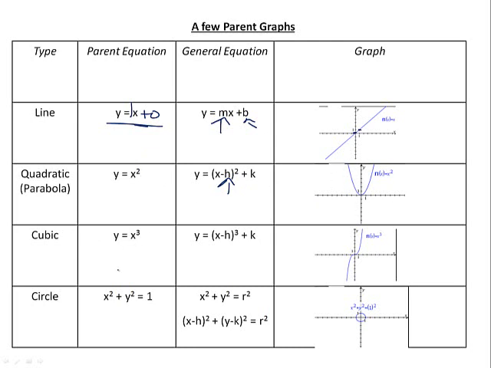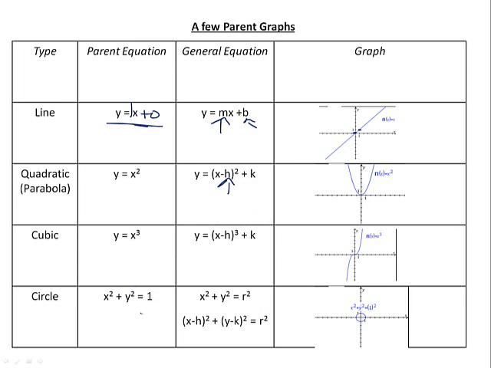A cubic is y equals x cubed, so anything with a cube kind of takes on this shape. The same h-k pattern works for the cubic. This would also work if we dropped the cubic off of there, the squared off of there. If we put absolute value bars around it, it would work for absolute value as well. And remember, absolute value is just a V.